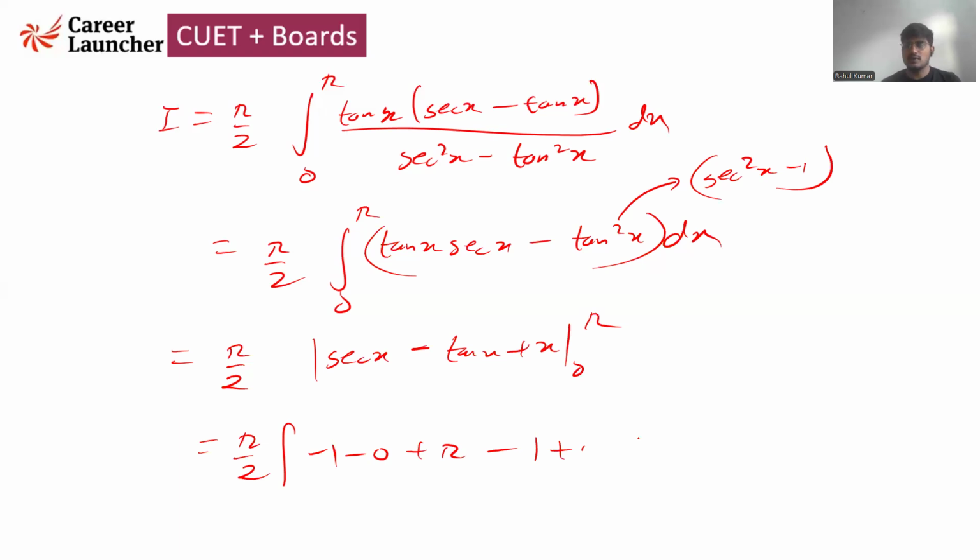This is 0. And this is 0. So what you will receive? Pi by 2, pi minus 2. This is the final result. Now we have a next problem.